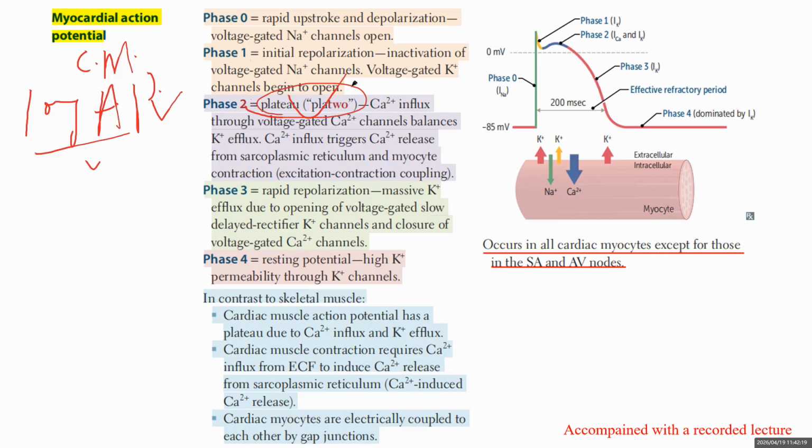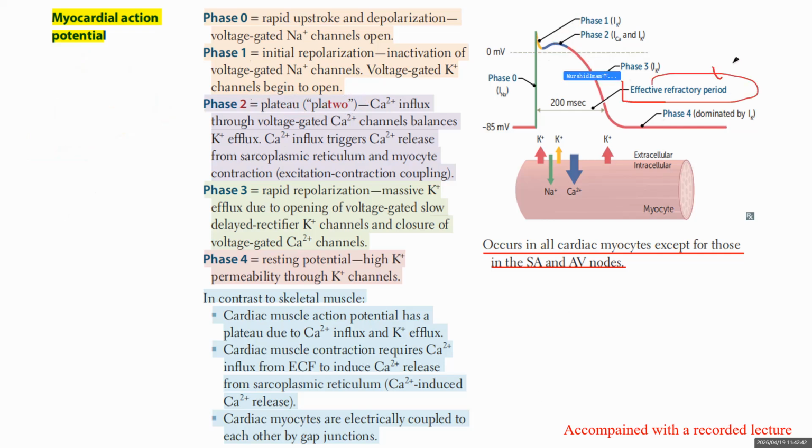In the skeletal muscles, do remember that the repolarization occurs quickly after the depolarization. But in the cardiac muscle, the calcium entry during phase 2 delays this repolarization, and this is the reason for the delay. So the action potential becomes prolonged, and this prolonged action potential is one of the unique features of the cardiac muscles.